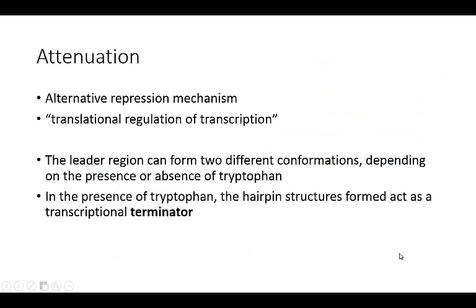Attenuation is an alternative repression mechanism, and this can be thought of as translational regulation of transcription. I said mostly these prokaryotes are regulated at the transcriptional level, but there can be some regulation at the level of translation. What happens here is this leader region can form two different conformations, and it really just depends on the presence or absence of tryptophan. In the presence of tryptophan, the hairpin structures formed act as a terminator.